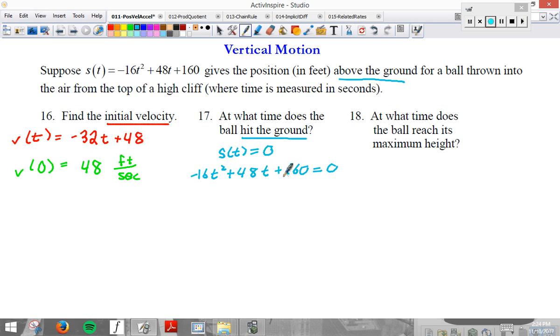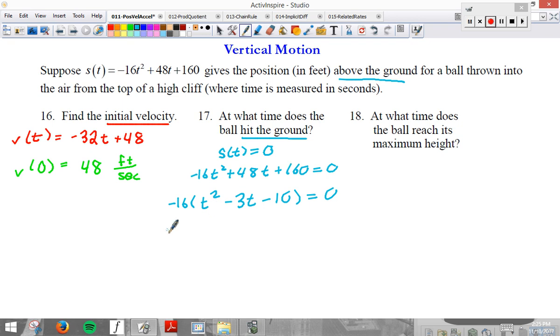So now most students get worried about this and feel like they need their calculator. You don't. A lot of the examples on the AP test will allow you to factor out a GCF. With the front negative, we're going to factor out -16. That'll help clean things up on the inside. So we're getting t squared minus 3t minus 10.